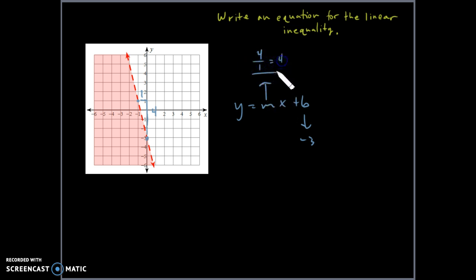And our sign, let's see, we go to the b value, the line is shaded below, these b values or these y values are less than, so we know that y is less than 4x minus 3. And is it equal to or not? It's dashed, so it's not included, so we're going to leave it just as y is less than.